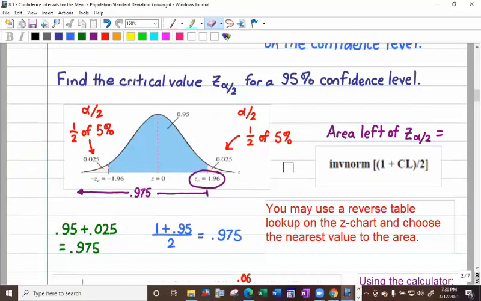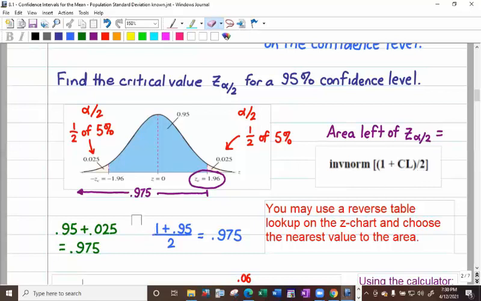So if someone was using a chart to do this, you would think of 95% being a middle amount of 95%, not strictly left like a percentile. So what we would do, and I've kind of shortcut it with this little inverse. Even people using a chart can still use it. They don't use the inverse norm, but that 1 plus CL over 2 is very helpful. That makes it easier for everybody.